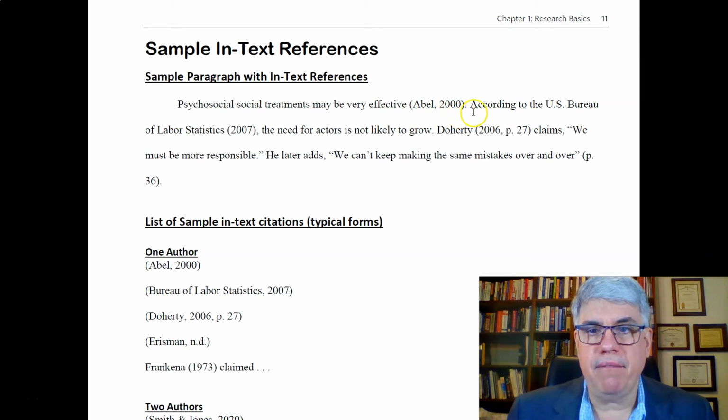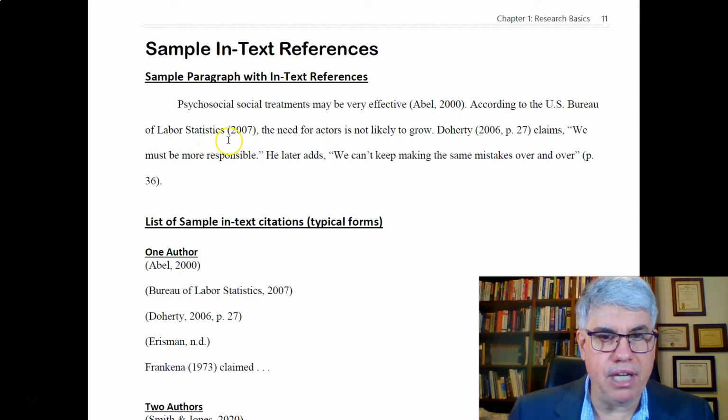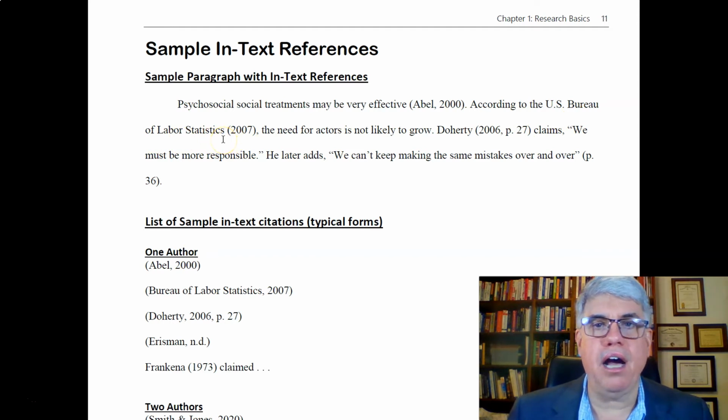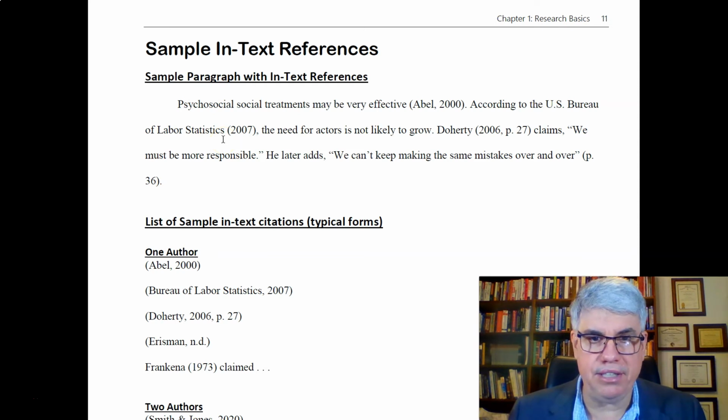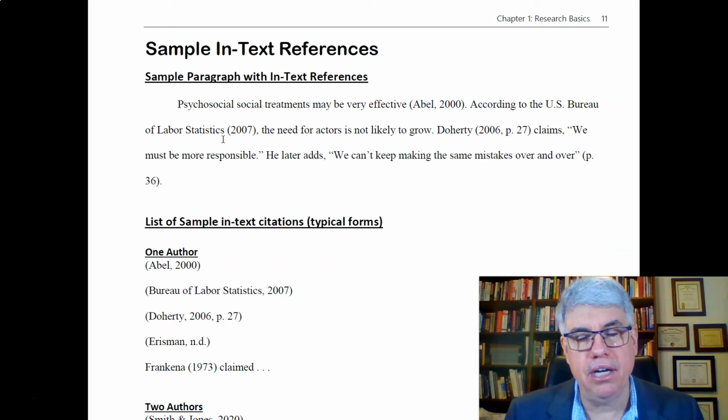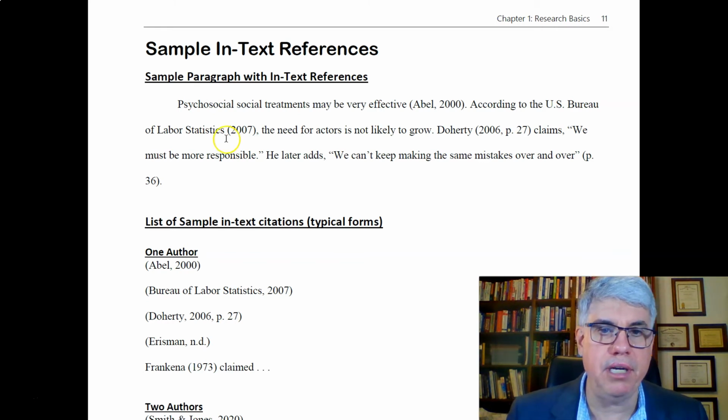The next one we have, according to the U.S. Bureau of Labor Statistics, 2007, the need for actors is not likely to grow. So here we've got the author, the Bureau of Labor Statistics, and since I've already mentioned the author, which in this case is an organization, I don't need to put the author in the parentheses. I just need to put the date because we've already got the author. So that's why we've got 2007.